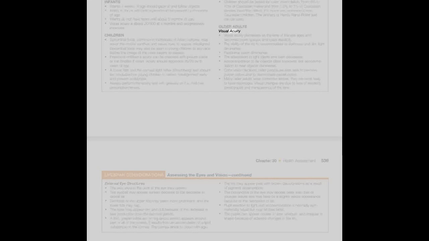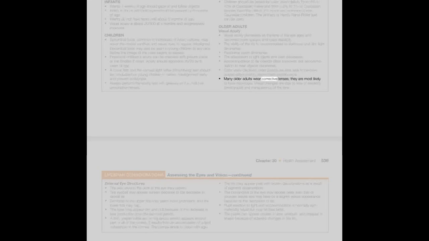Older adults: visual acuity decreases as the lens of the eye ages, becomes more opaque, and loses elasticity. The ability of the iris to accommodate to darkness and dim light diminishes. Peripheral vision diminishes. The adaptation to light, glare, and dark decreases. Accommodation to far objects often improves, but accommodation to near objects decreases. Color vision declines. Older people are less able to perceive purple colors and to discriminate pastel colors.